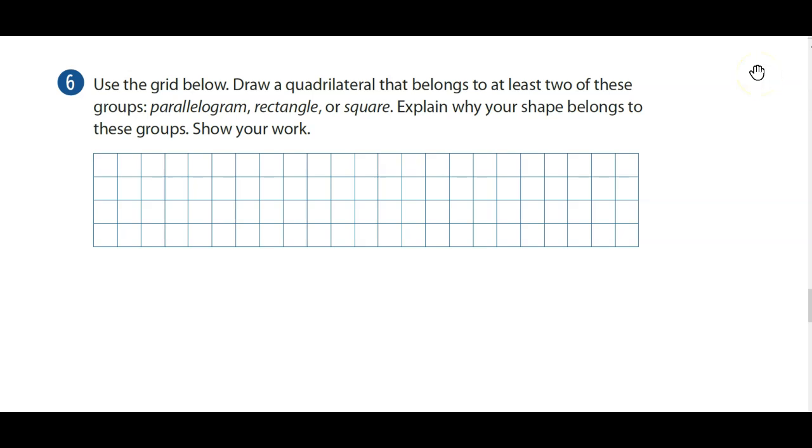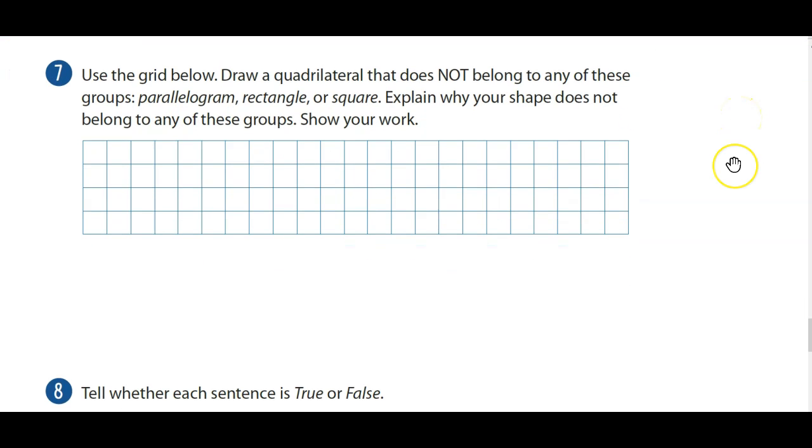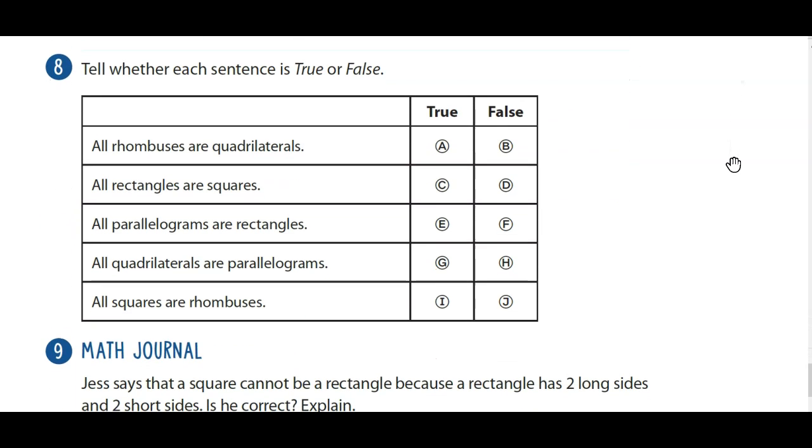Now you can use a separate paper to draw a parallelogram, a rectangle, or a square. Same thing here. Just pause the video so you can do this. And then we can do this one together.